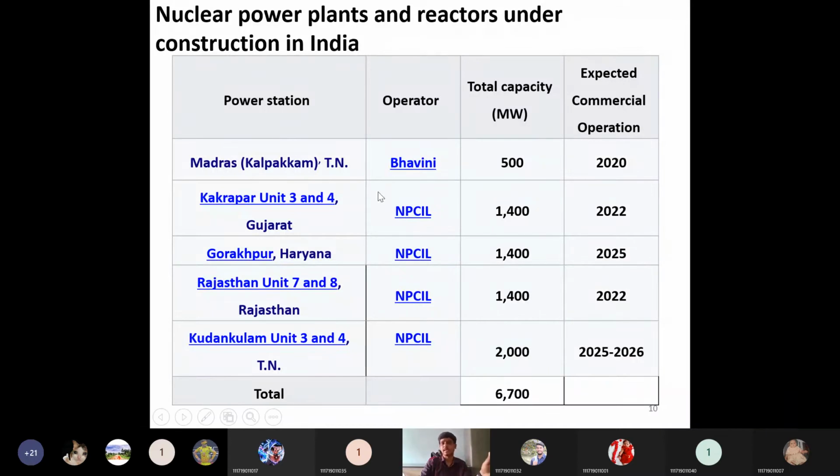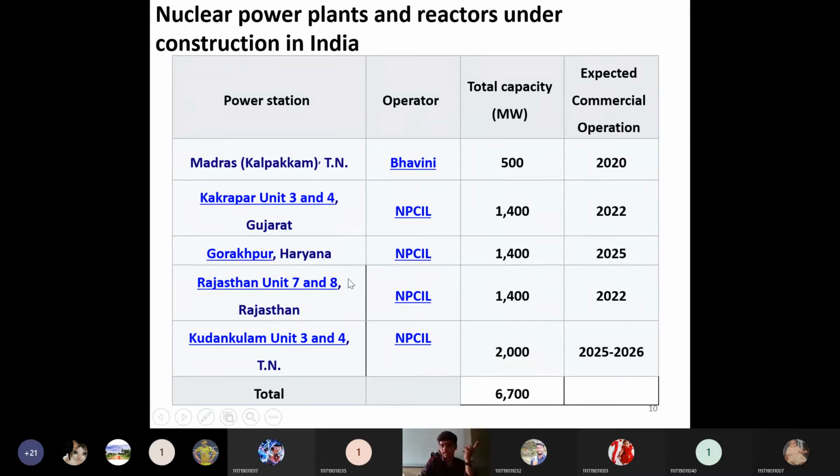Then Kakrapar Unit 3 and Unit 4, a further extension of the Gujarat power plant, which may be expected by 2022, with a capacity of 1,400 megawatts, operated by the Nuclear Power Corporation of India Limited. Then Gorakhpur, in Haryana, where the plant is also operated by NPCIL, will be constructed and erected and will be operational by 2025 with an installed capacity of 1,400 megawatts.